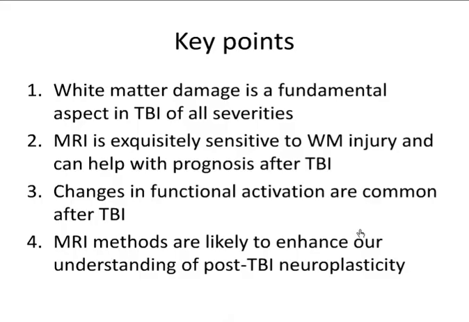So to summarize, I think we can say that white matter damage is really a fundamental aspect in TBI. MRI is exquisitely sensitive to white matter injury and can help to prognosticate after TBI. We know that there are changes in functional activation after TBI, that they are common and that they are diverse. And we also need to do more studies using MRI to enhance our understanding of post-TBI repair and neuroplasticity. So thank you very much.